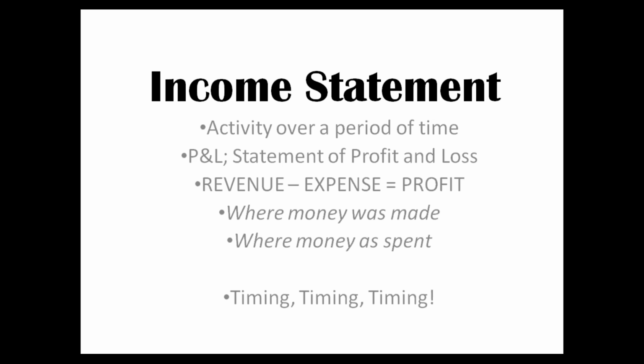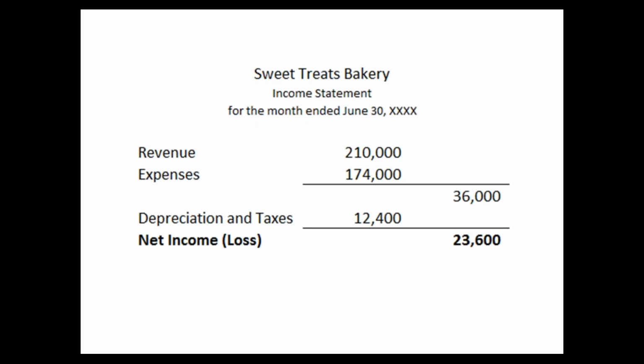So we're going to look now at a simplified version of an income statement, back to Sweet Treats Bakery, where you have your revenue minus your expense, gives you a profit, less your other depreciation and taxes, gives you another profit. The reason these depreciation and taxes are a separate line is, especially as a manager or an owner, that's something you can affect probably less than all of your other expenses.